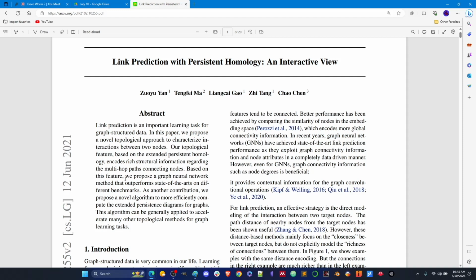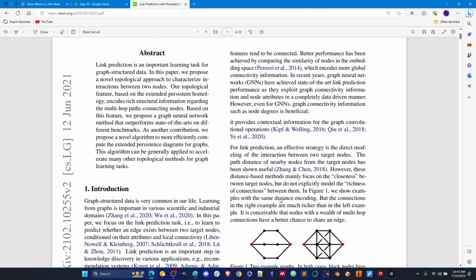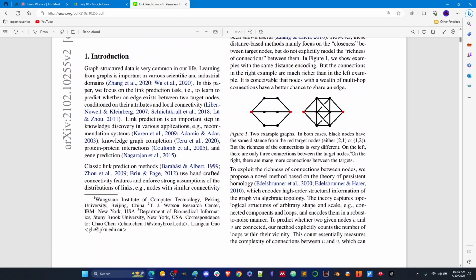Based on this feature, we propose a graph neural network method that outperforms state-of-the-art on different benchmarks. As another contribution, we propose a novel algorithm to more efficiently compute the extended persistence diagrams or graphs. This algorithm can be generally applied to accelerate many other topological methods for graph learning tasks. So they kind of go through this. They show two example graphs here. So you have these multi-hop topologies where you go from one red node to another red node. And you can see as they get more complicated.